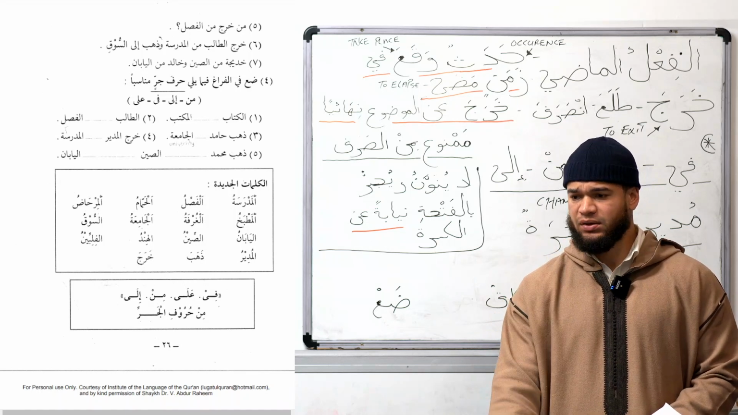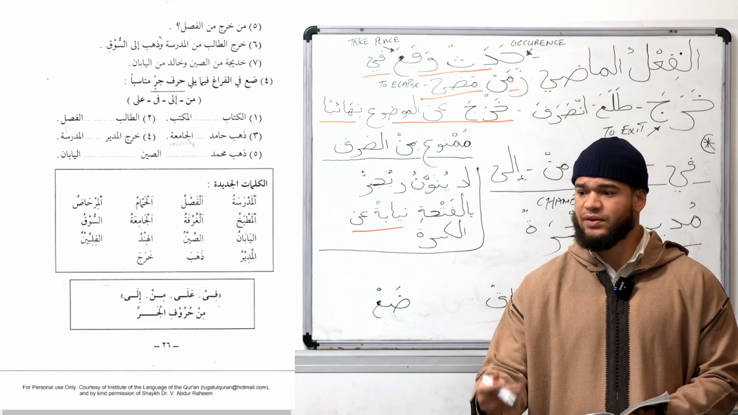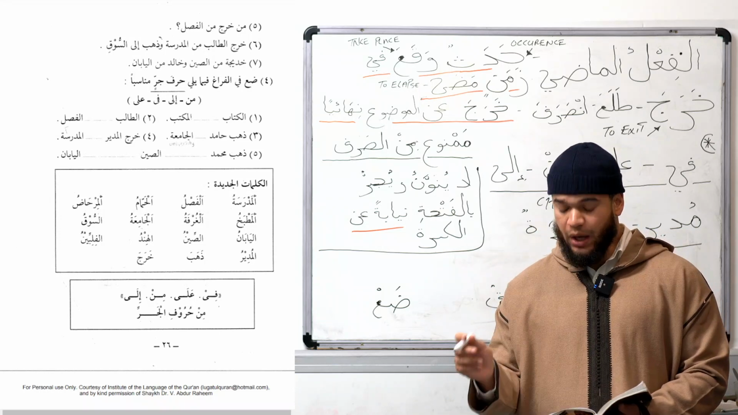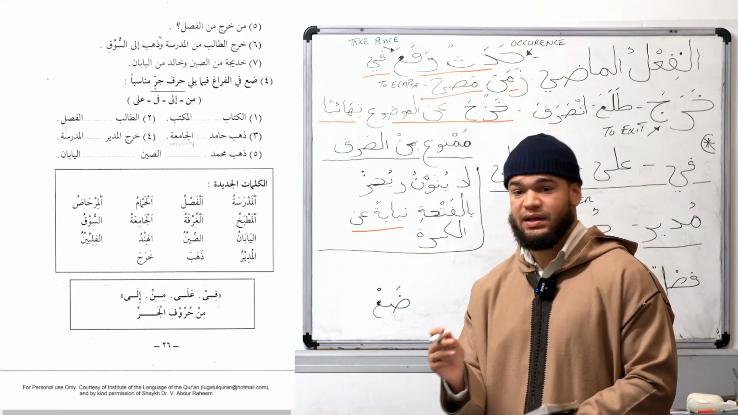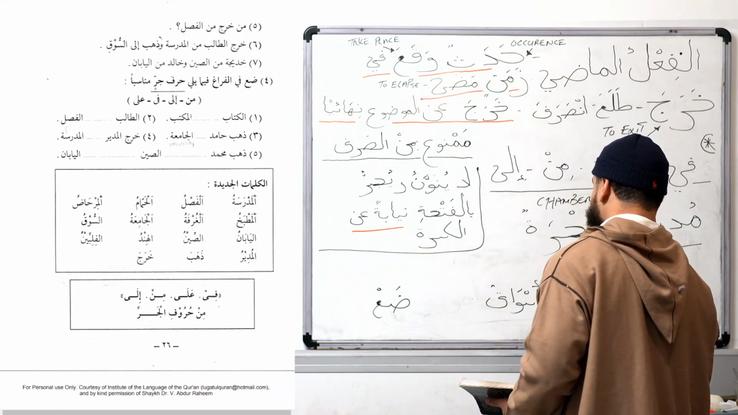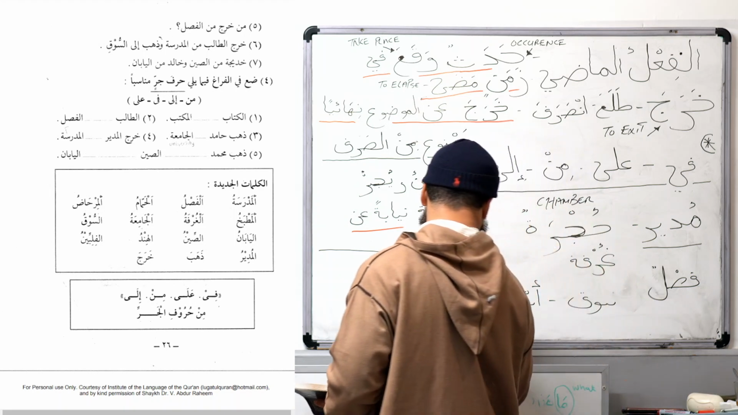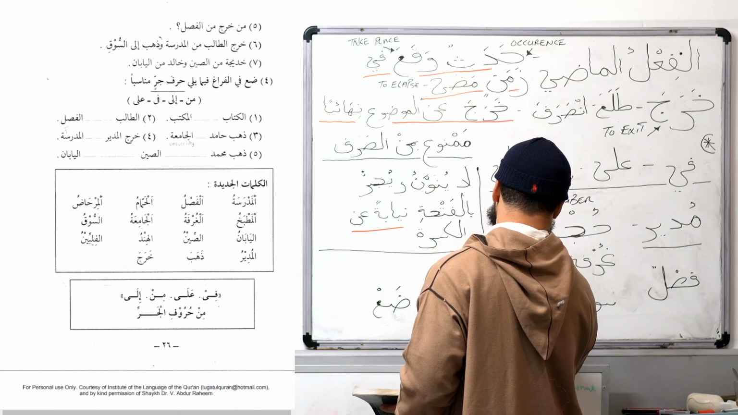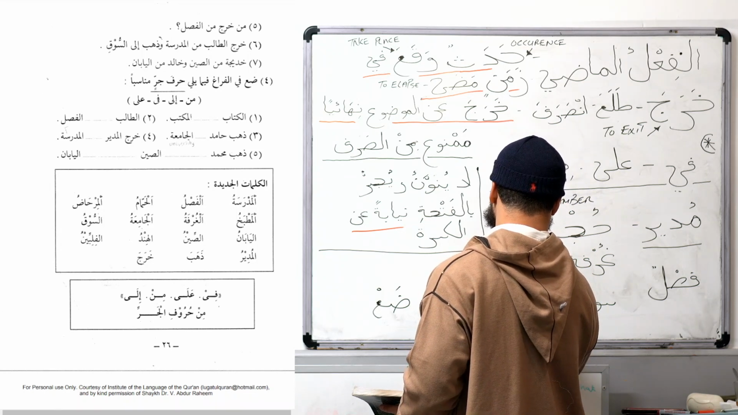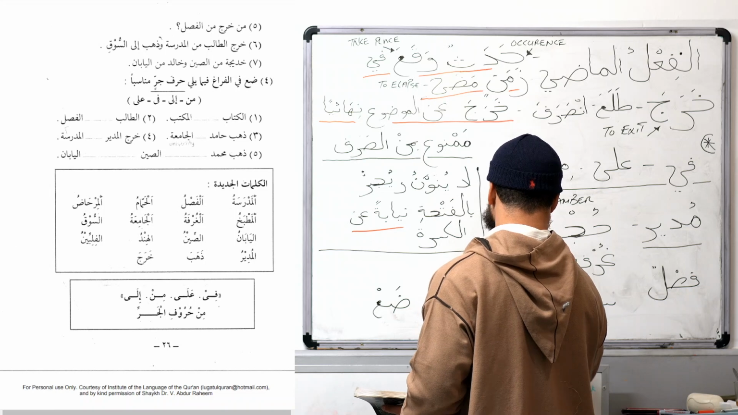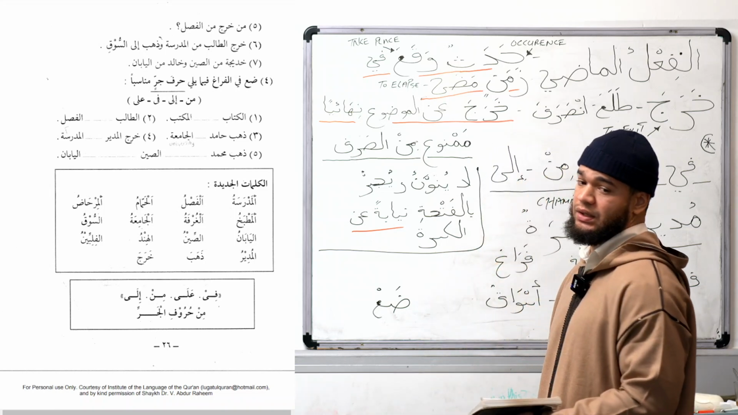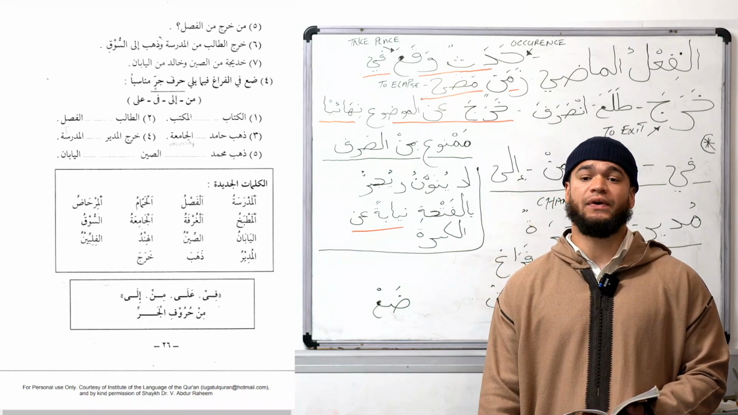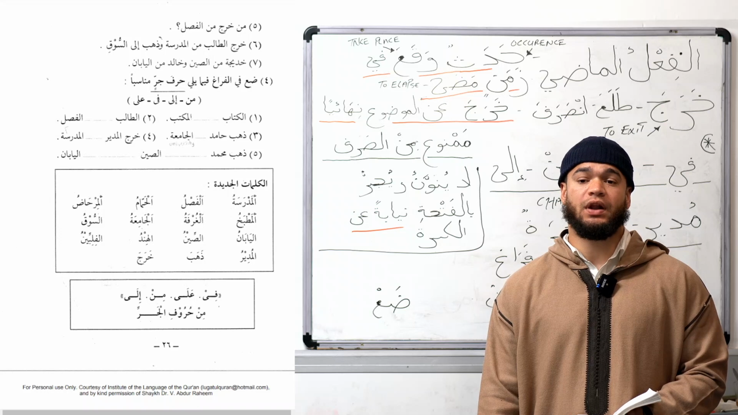So da' is a fi'lu amr. Fi'lu amr is a command. Da' fil faragh. Faragh is empty space. Everyone write that. This is important, because these words are going to keep coming back. Everyone say faragh. For example, waqtul faragh.